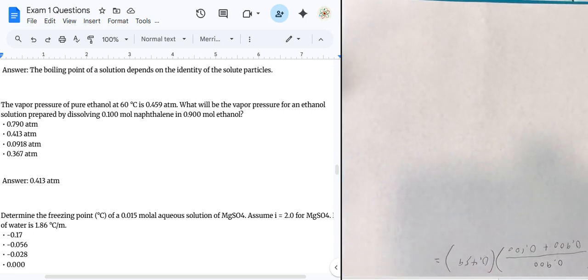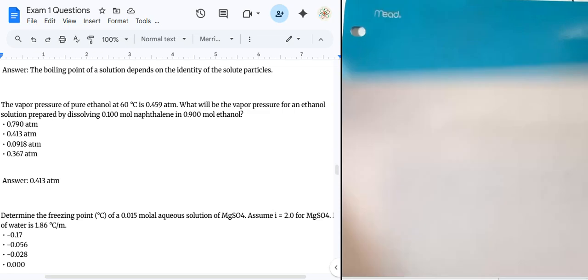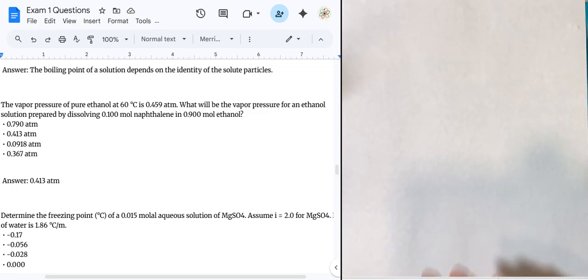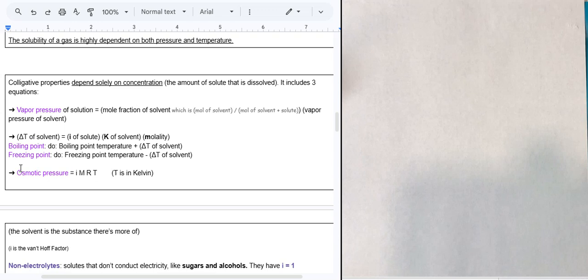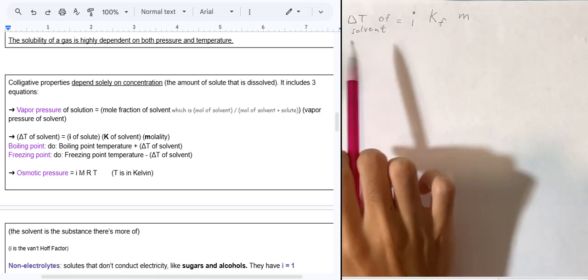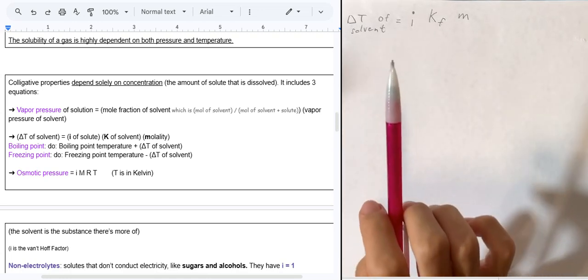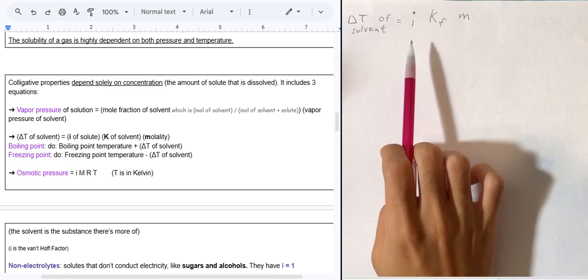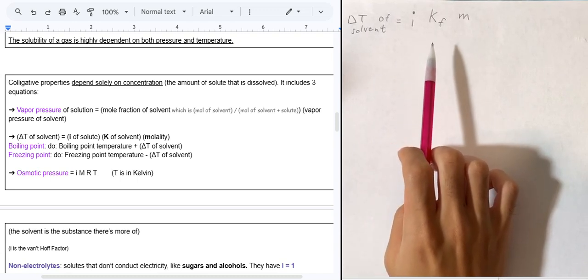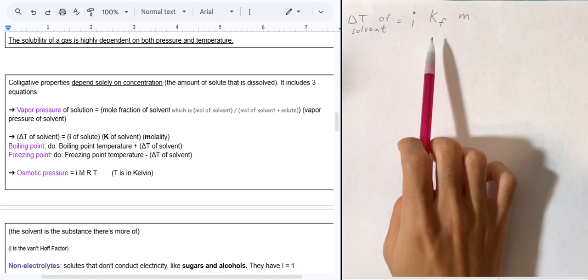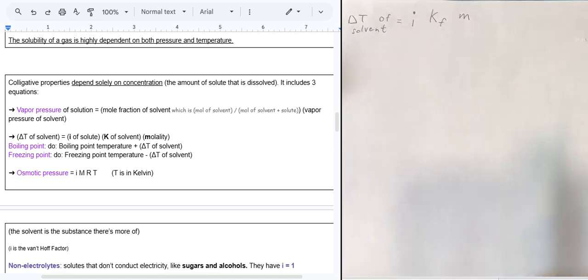Freezing. The equation for freezing point is that the change in temperature of the solvent is equal to i K m. Let me write that down. The change in temperature of the solvent is equal to the van't Hoff factor of the solute times the freezing point constant times the molality.